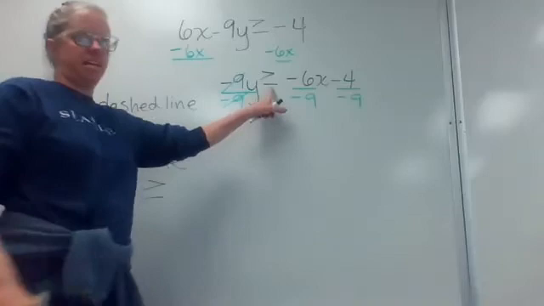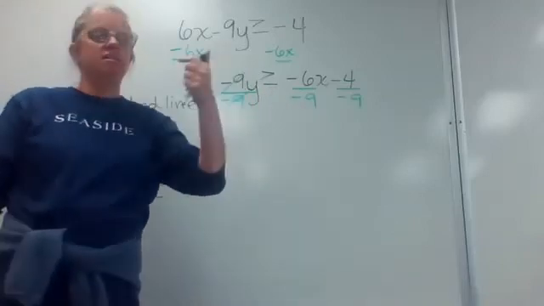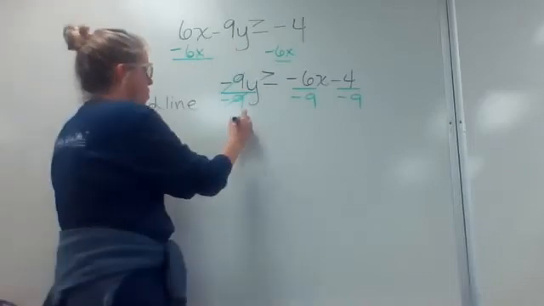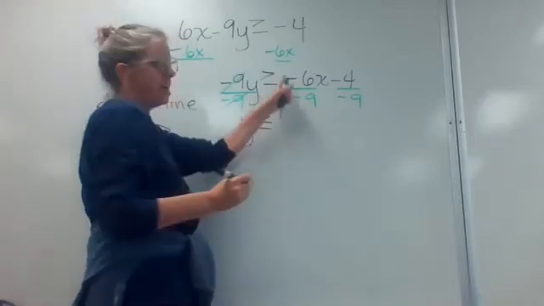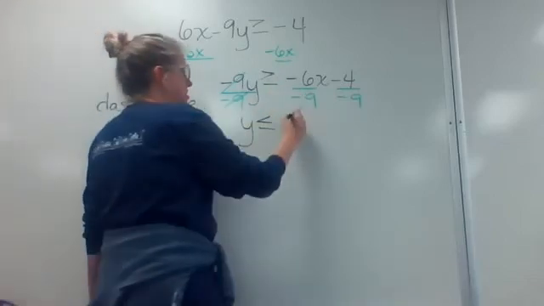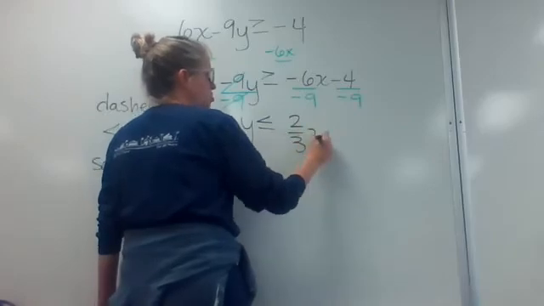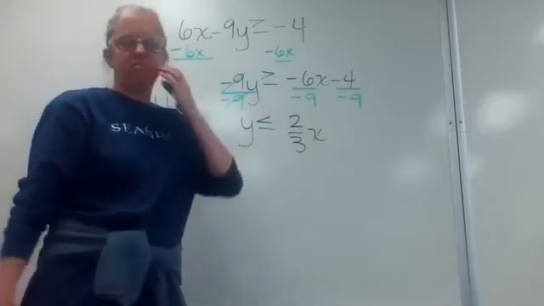What happens to this when you divide by a negative? It flips, that's right. So you're going to have y now is less than or equal to a negative over a negative, turns it positive. This 6/9 will reduce to 2/3. However, even if you don't reduce it, it's still going to graph the same thing.